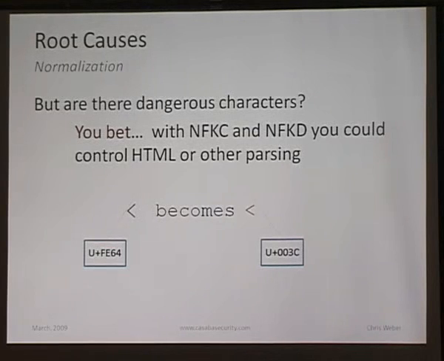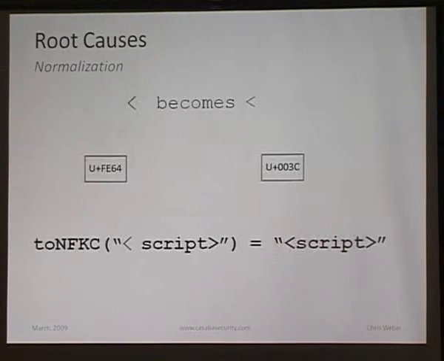Some characters get normalized down, which basically becomes a best fit mapping. So you can have a full width, or no, that's not a full width. That's some other character that looks like a greater than that gets normalized to become a greater than. So you can pull off a script attack if you need to when people are normalizing in a web app, for example.